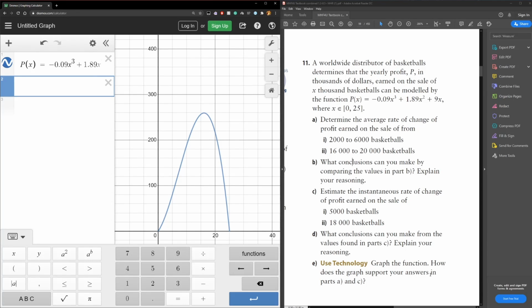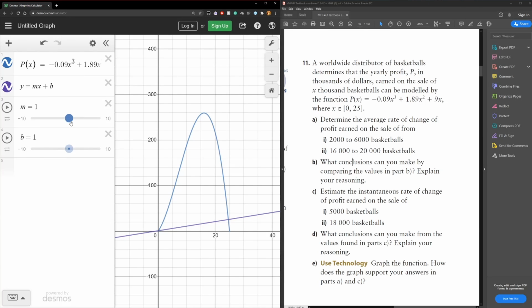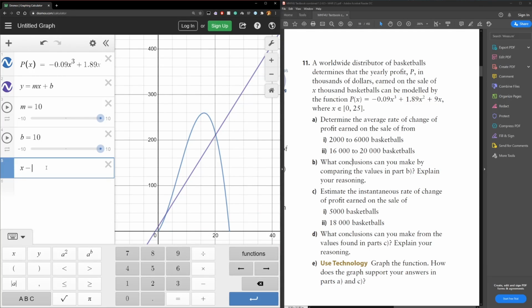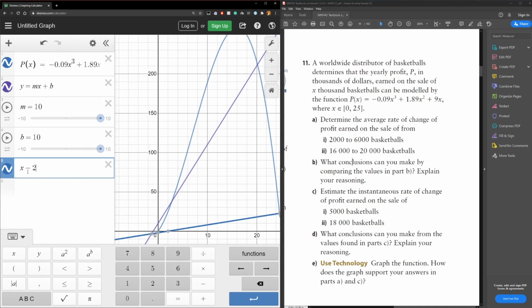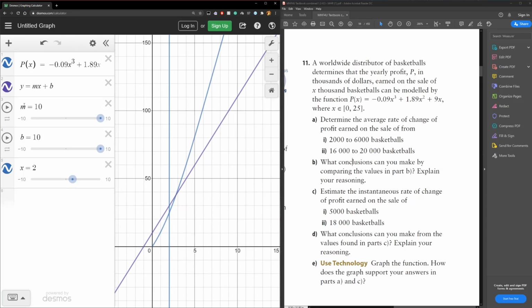So how does the graph support your answers to part A and part C? It wants us to find the average rate of change from 2 to 6. So y is equal to mx plus b. First of all, we see that it's increasing, and then we need to get it all the way to 2. So I'm just going to type x equals 2. Let's change the color of it, just so we can tell what's going on.